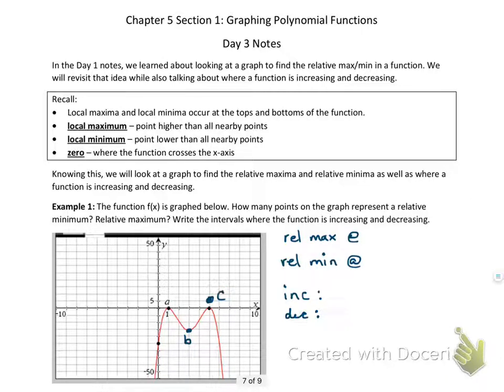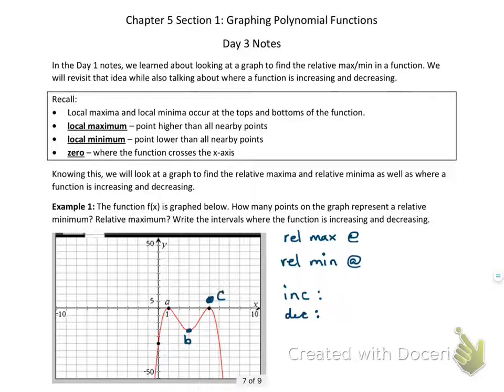Now, 2 days ago, when we did Day 1, we talked about where to find a relative max or min of a function just by looking at the graph. And we're going to do that again, but we're going to stick on the idea of increasing and decreasing functions. So we want to know where my function is going up and down. And we talked about that a little bit when we talked about quadratic functions. It was increasing and then decreasing, or decreasing and then increasing, depending on which way the U was going, if it was a frown or if it's a U.